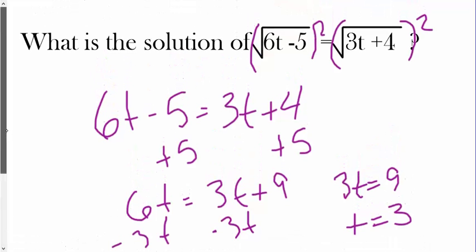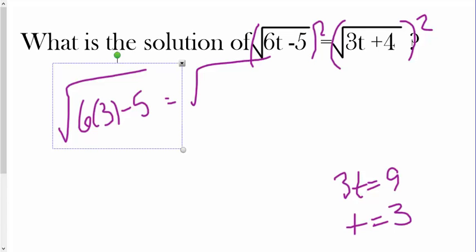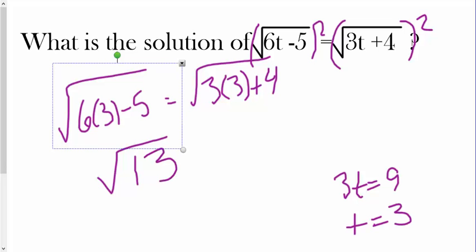And if I want here, I can go back and double check. It's always good for us to go back and double check. I'll put that in there, and I'll say, is the square root of 6 times 3 minus 5 equal to the square root of 3 times 3 plus 4? Well, if I simplify that left side, I'll get the square root of 13 because it's 18 minus 5. And on the right side, I'll get the square root of 9 plus 4, which is 13. So I know that is the correct solution.